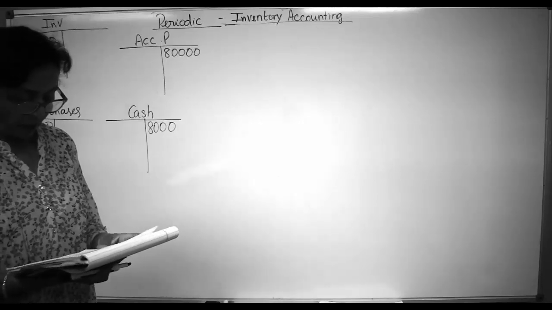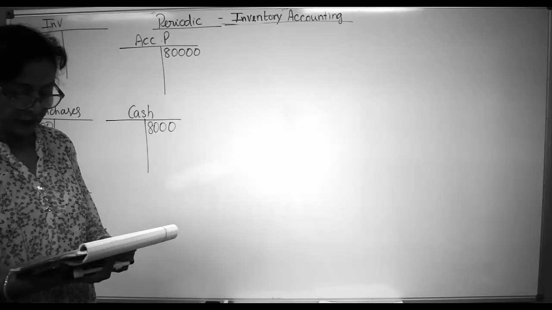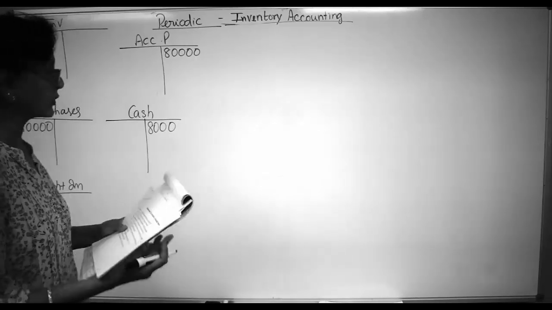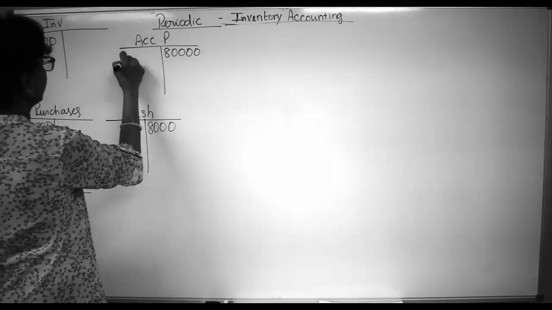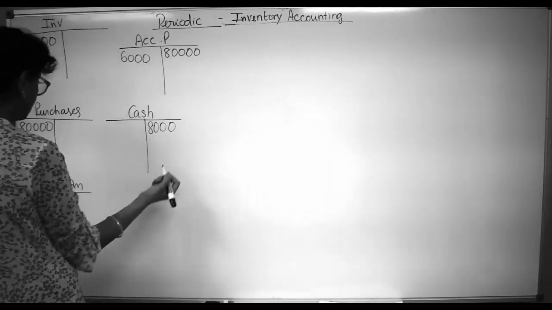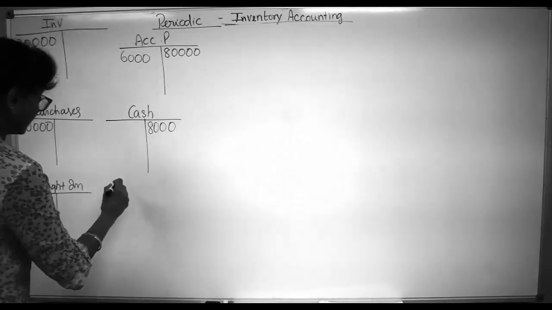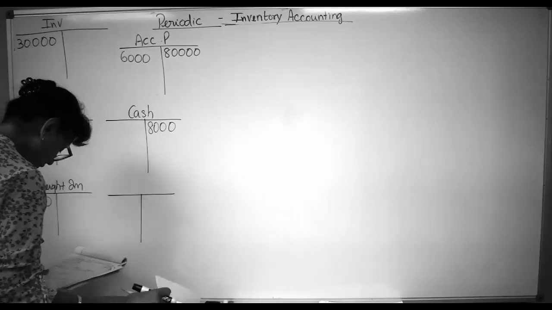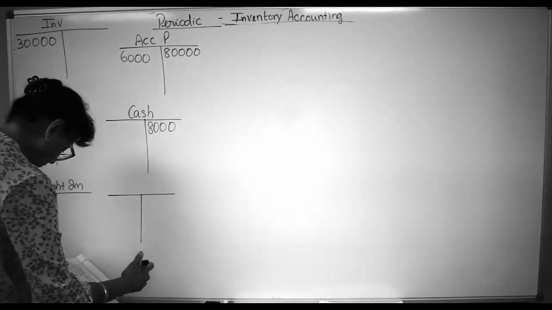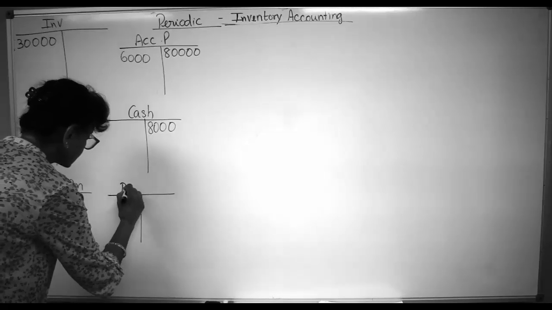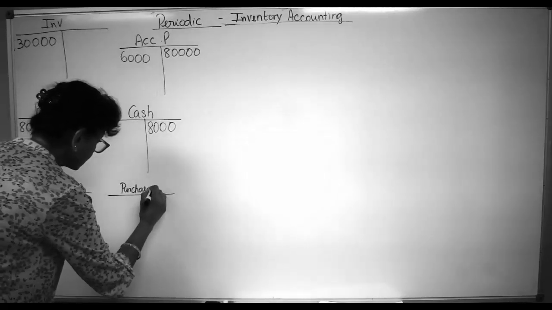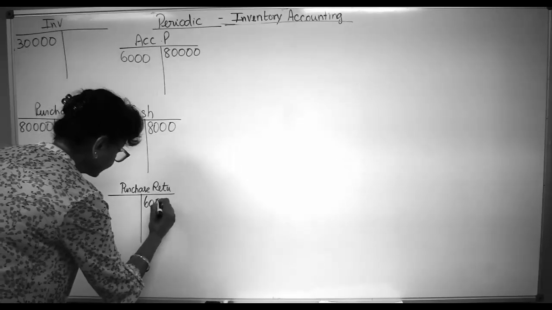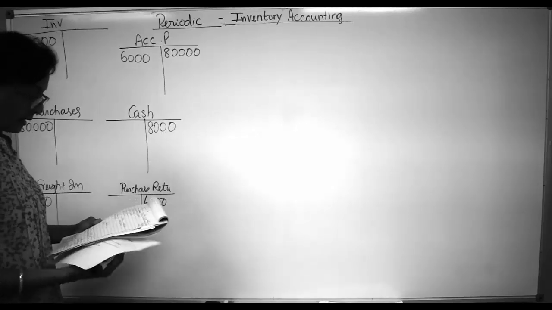Number 4, on January 12, the company returned some units and the cost of these units was $6,000. So here you debit accounts payable $6,000 and credit purchase returns for $6,000.